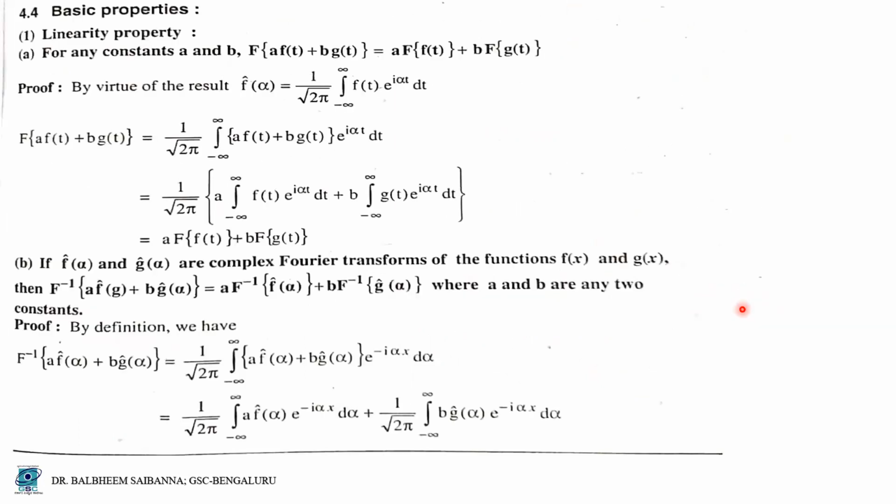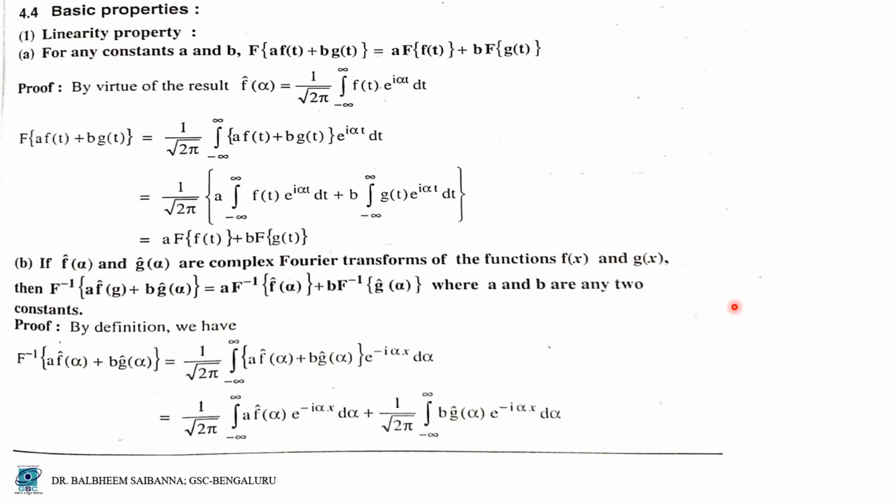Now after completing the two most important definitions, that is the complex Fourier transform and its inverse Fourier transform, let me note that some basic properties are there. We have to study 6 basic properties. Let us start one by one.